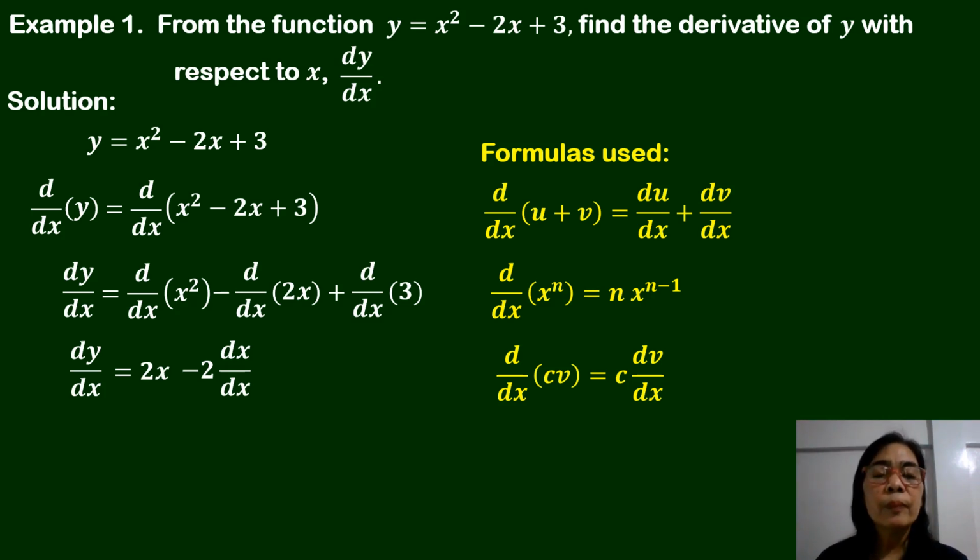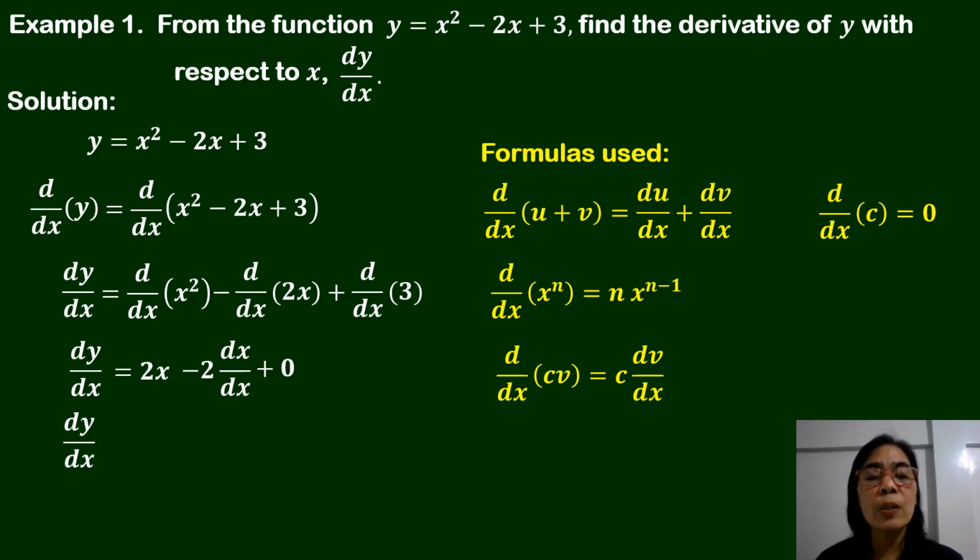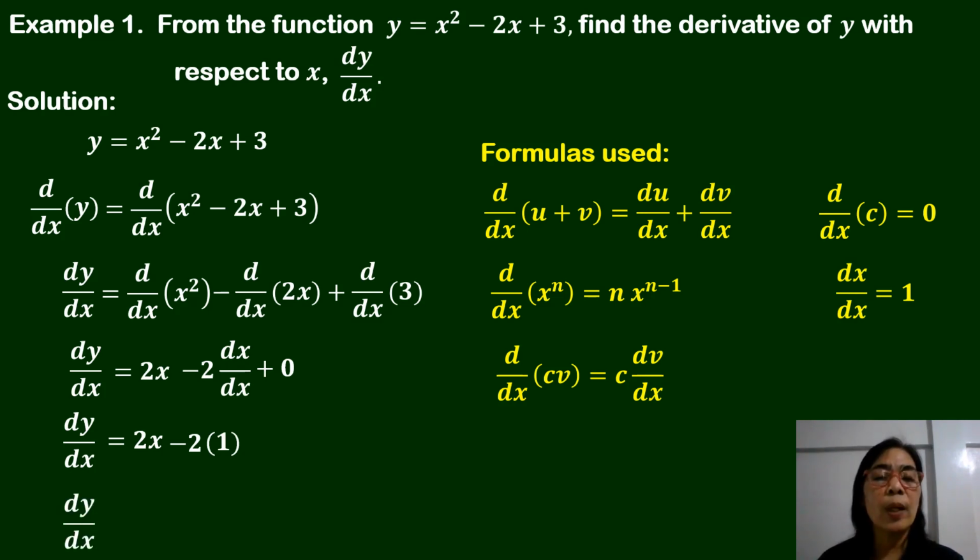In the third term, we have the derivative of 3. And we know we have this formula for the derivative of a constant, and that is equal to 0. Since 3 is a constant, the derivative of 3 then is equal to 0. So we now have the derivative of y with respect to x. Those terms which do not contain a derivative, we just copy. So we have here minus 2, and the derivative of x with respect to x is equal to 1, plus 0. So you don't need to write that 1 anymore. That gives us now the value of the derivative of y with respect to x is equal to 2x minus 2.